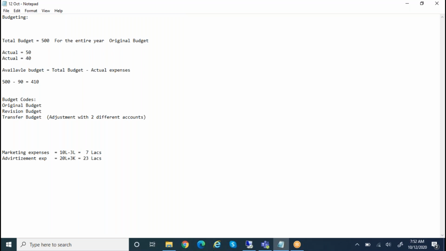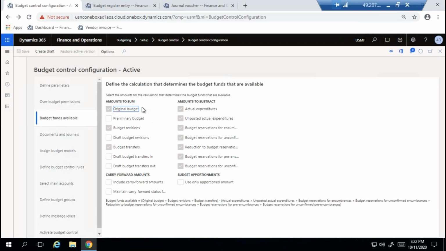Okay. Some more budget types are also available, but that is not much inside. Only original budget, revision budget, and transfer budget. These three are clear. Okay, clear, the different types of budgets. So while calculating budget, I have original budget, budget revisions, budget transfers. And another one is preliminary budget.